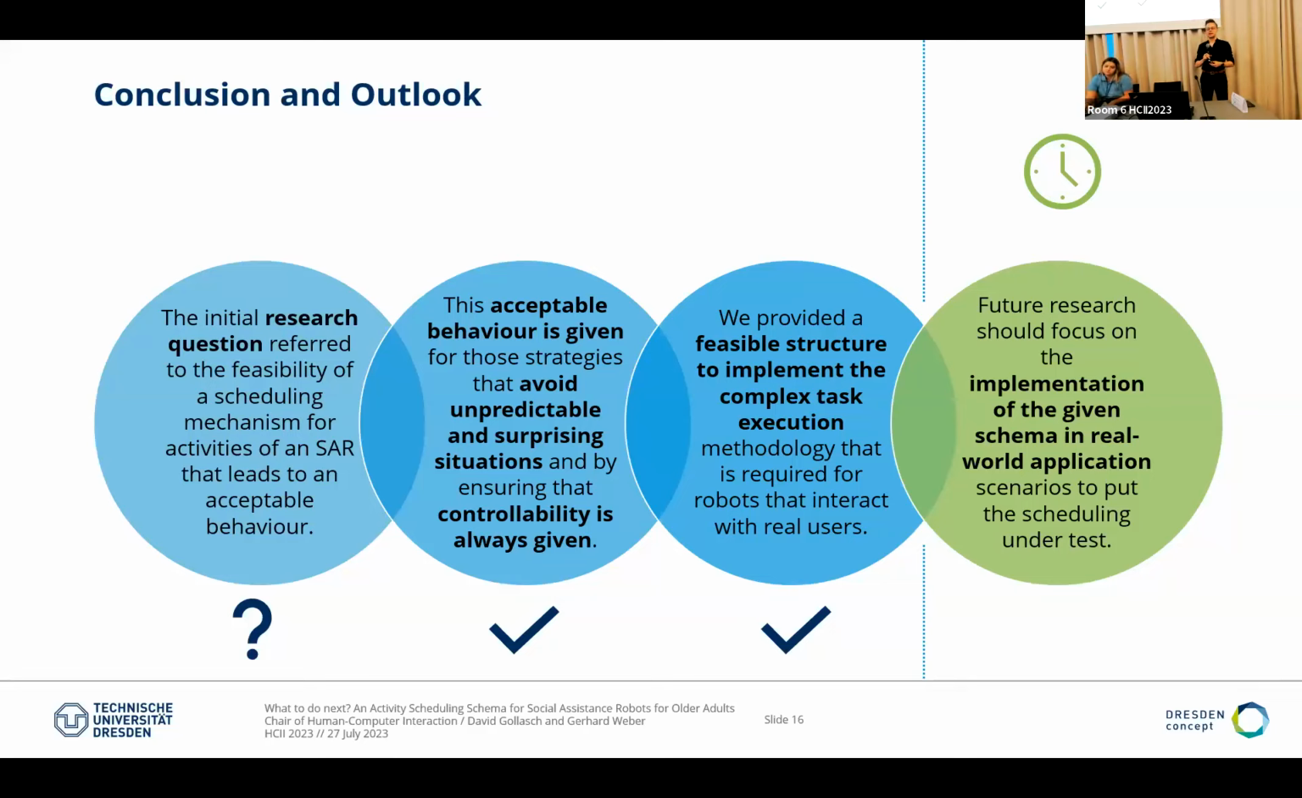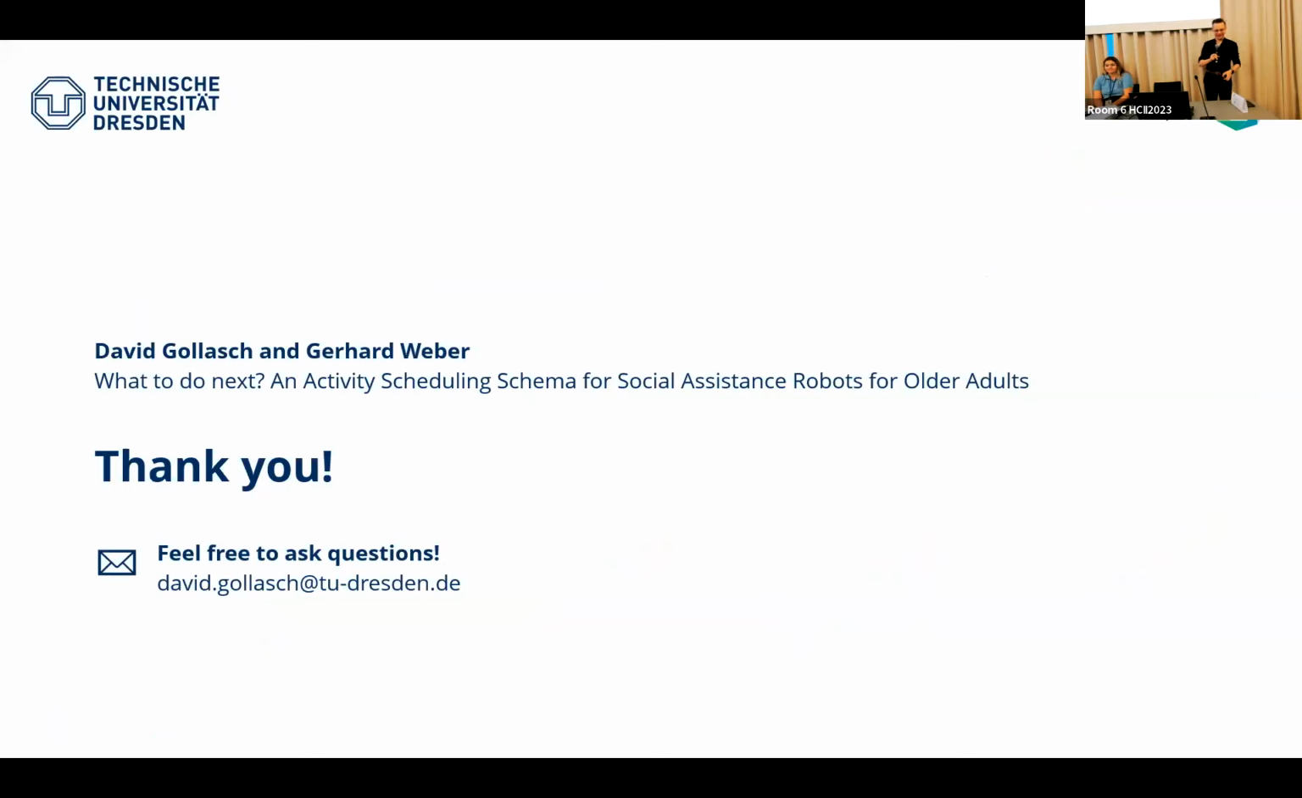And what is necessary for the future work and for the outlook is that we need to test this scheduling mechanism with real-world social assistance robots of different kinds, as well as with some smart speakers. So running on an Alexa would be a good option here, I think, as well. And then we have to see whether that scheduling mechanism holds or has some issues still. So thank you for your attendance.